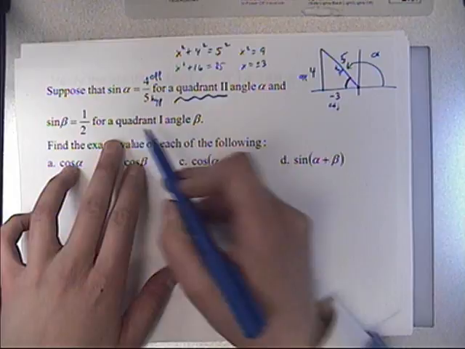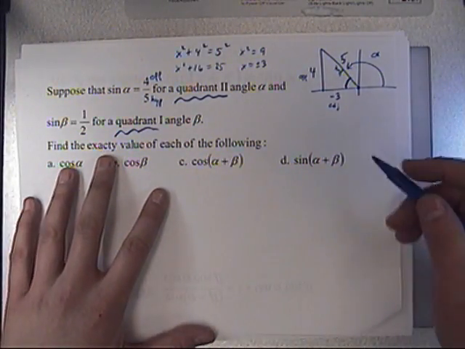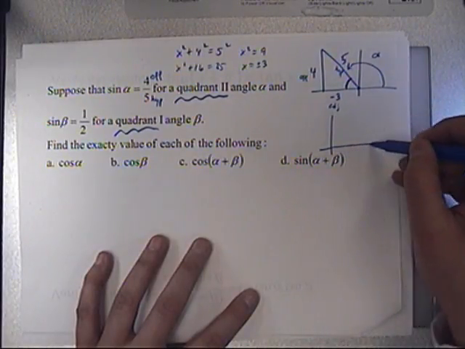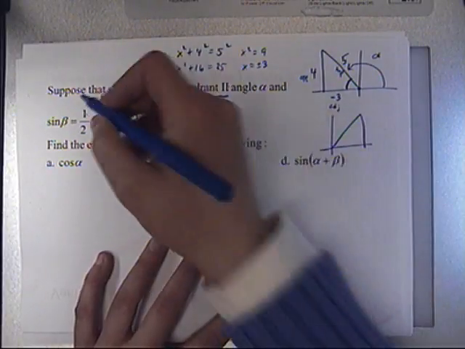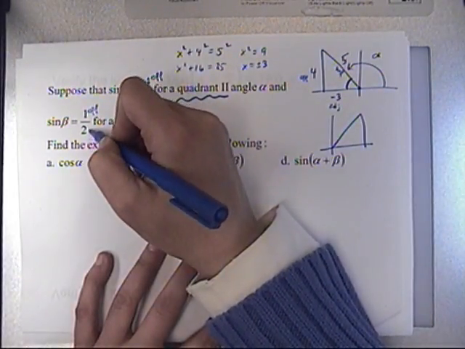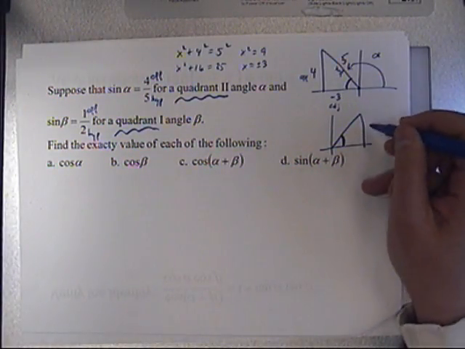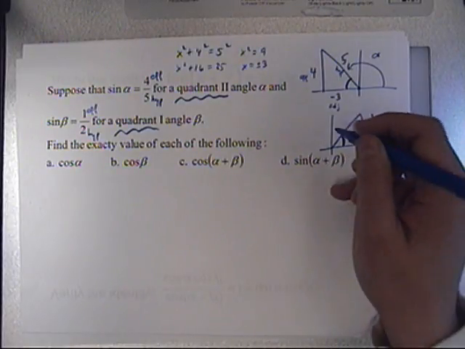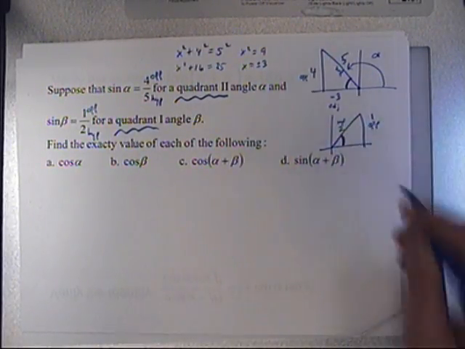Now beta exists in quadrant 1. So if we want to find what that is, that would be more like this. Okay? So here, the opposite would be 1 and the hypotenuse would be 2. So here's our central angle. Opposite from there would be here. They say that is 1. And hypotenuse here would be 2.